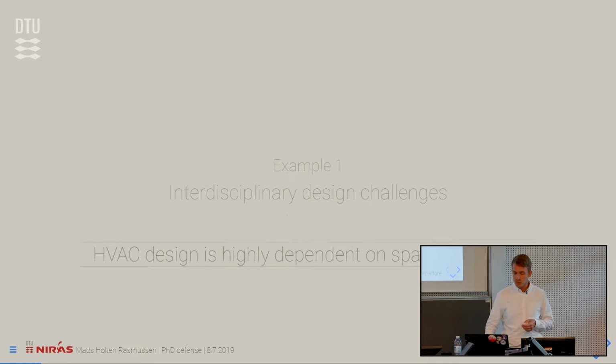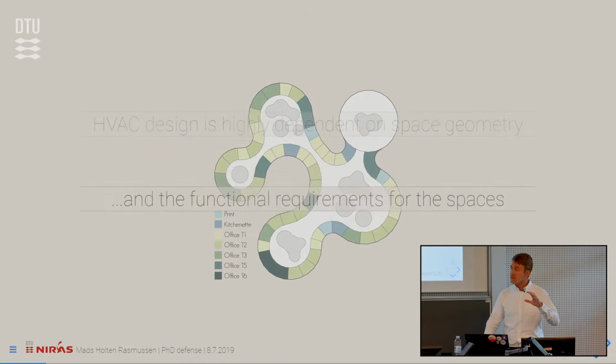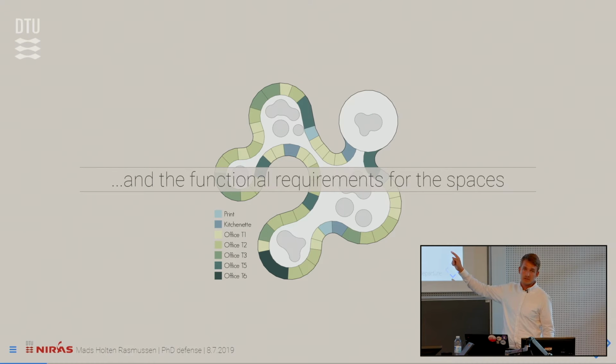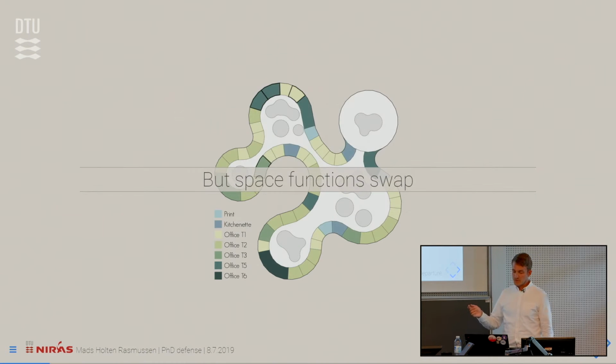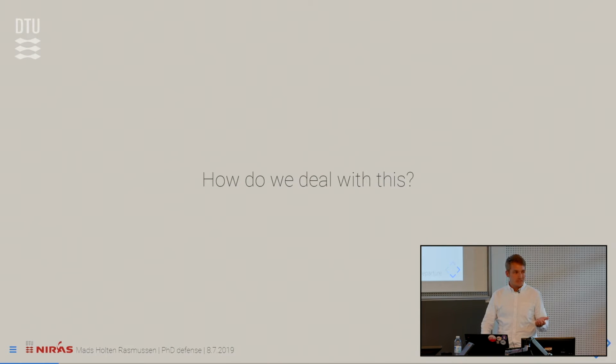I have a few examples. This is a project called Axel Towers in central Copenhagen that I was part of. And when you design a building like this, HVAC design is highly dependent on the geometry of the spaces and the functional requirements of the different spaces. Okay, so that's good. But what when the space functions swap all the time, and when spaces merge, and when walls move around? You know, how do we deal with this?